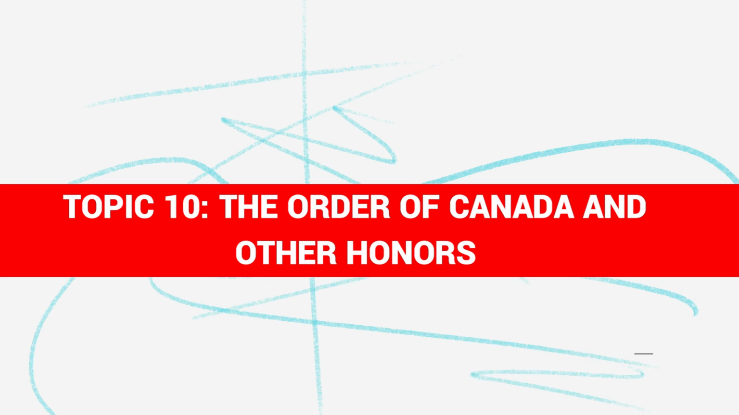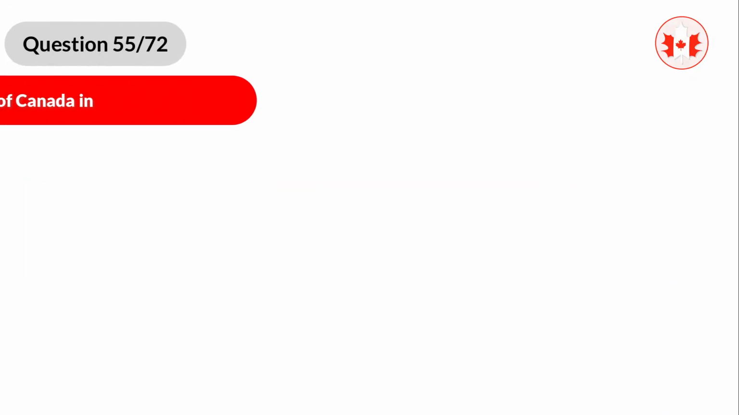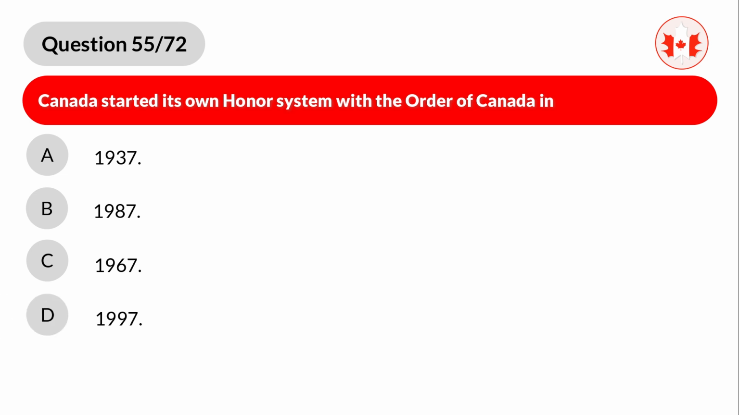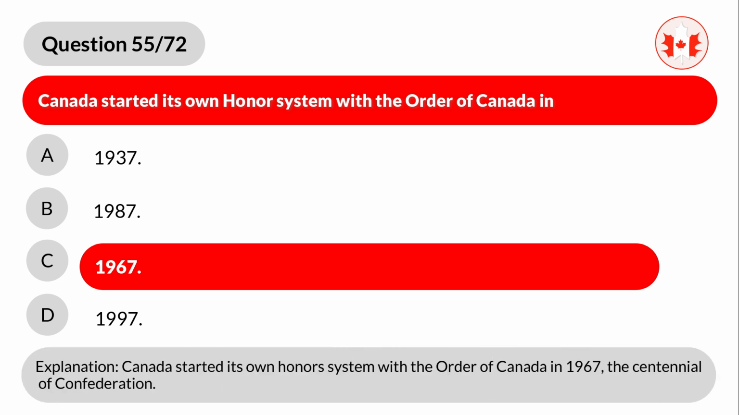The Order of Canada and other honors. Question 55. Canada started its own honor system with the Order of Canada in A. 1937. B. 1987. C. 1967. D. 1997. The correct answer is C. 1967. Explanation: Canada started its own honors system with the Order of Canada in 1967, the Centennial of Confederation.